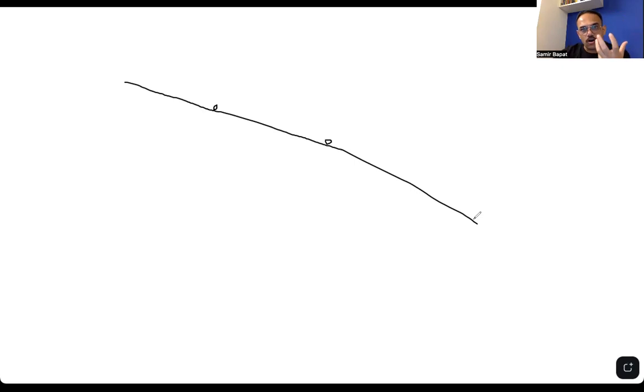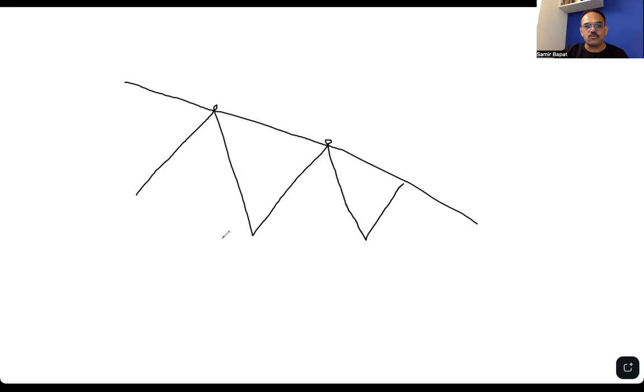So when I want to draw a triangle, I need two highs, this high and this high. And when I'm drawing a bottom line here, I need a bottom also. So I have to join the bottom like this, and this is a triangle. So I need two highs to draw the upper line of the triangle, and two lows to draw the bottom of the triangle. I'll take you through the examples and explain what type of triangles we are looking at.